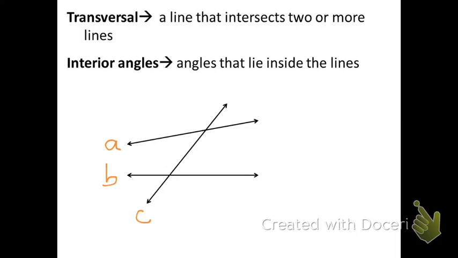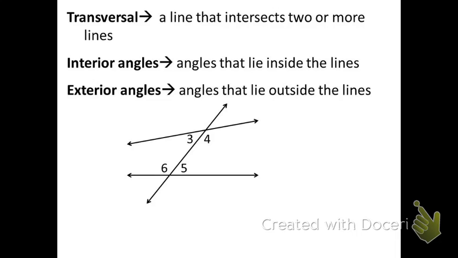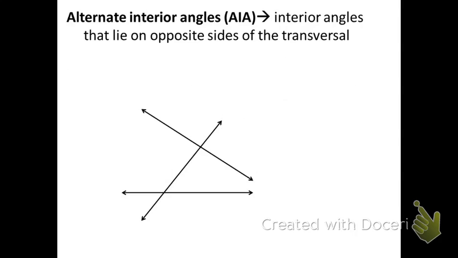Interior angles are angles that lie inside the two lines here. So our angles that lie between those two lines, for example 3 and 4, are known as interior angles, as well as 6 and 5, because they are inside those two lines. Exterior angles are angles that lie outside the lines. So outside those lines instead of in between, outside will lead us to 1 and 2, and 7 and 8. So all of those are known as exterior angles.